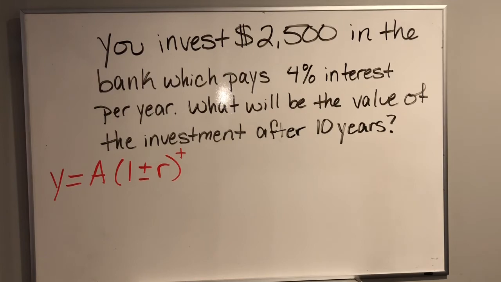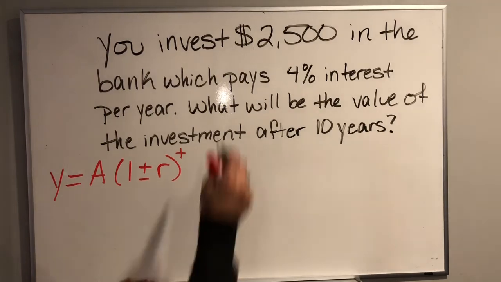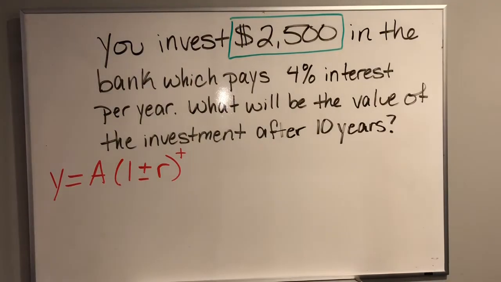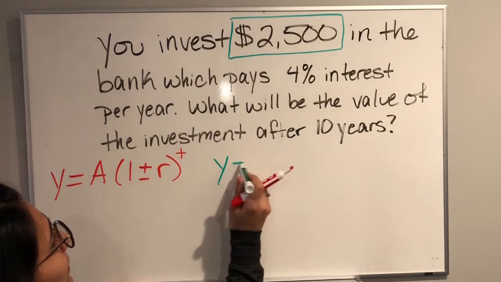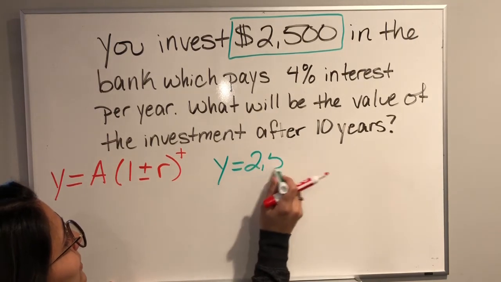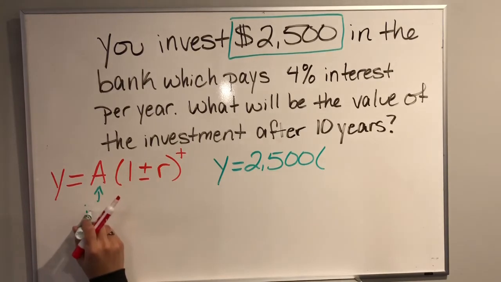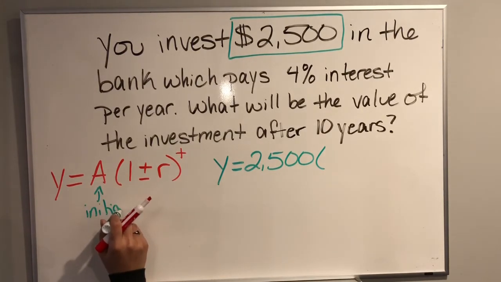So the first thing we can see is that our initial amount is that we are investing $2,500. So when I'm creating this, I'm going to write Y equals 2,500 because that is my initial amount of money.